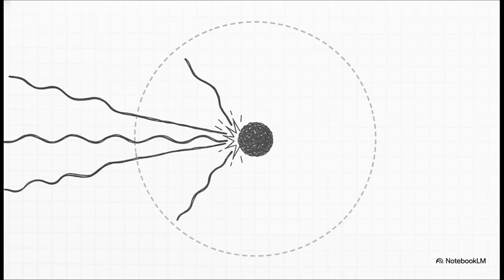They bounced straight back. Rutherford later said it was literally like firing a 15-inch naval shell at a piece of tissue paper and having it bounce back and hit you. So the crucial takeaway is this: all the positive charge and almost all the mass is packed into an unbelievably dense, tiny core. The nucleus was discovered.